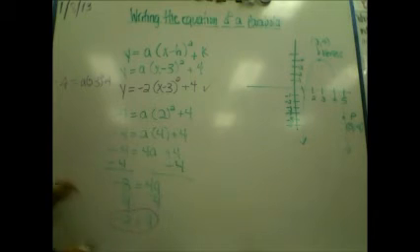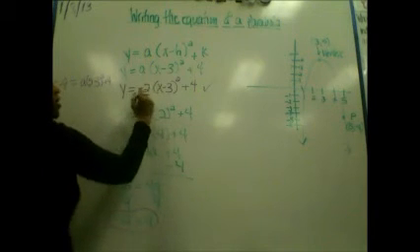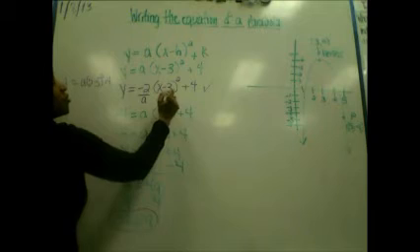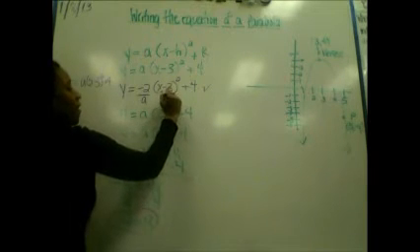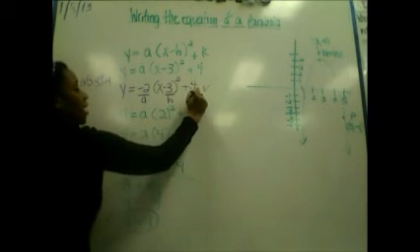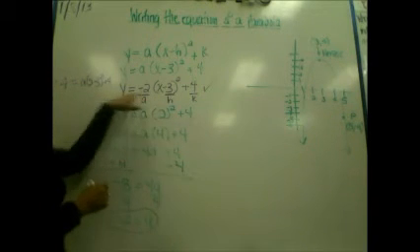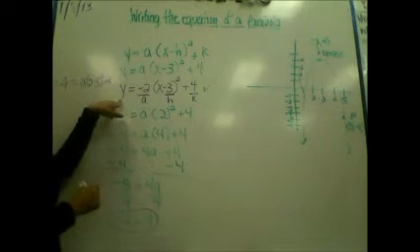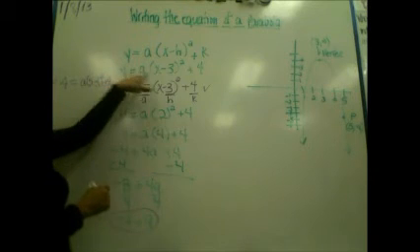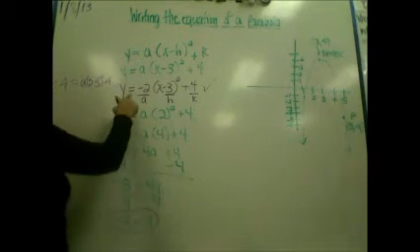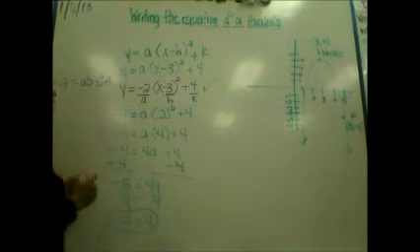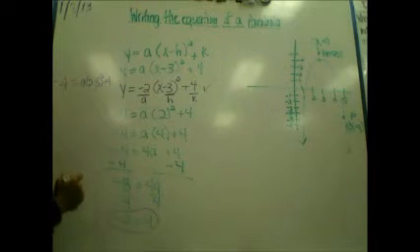You take your a equals negative 2, you plug it back in here. So you want to substitute back into your original equation a, h, and k. You do not need to plug back in x and y. You want to leave it in vertex form. In vertex form, you need y and you need x. So y equals negative 2 times x minus 3 squared plus 4.